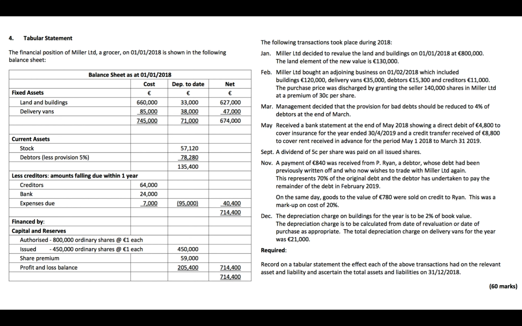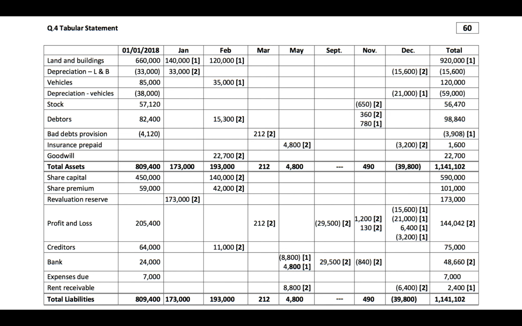So what is required? So record on a tabular statement the effect each of the above transactions had on the relevant asset and liability and ascertain the total assets and liabilities on the 31st of the 12th, 2018, and that is 60 marks. So you've got 27 minutes to do this question. So that's what the completed one is going to look like. And you'll be given in the exam paper, which is gridded like this for the use for tabular statements.